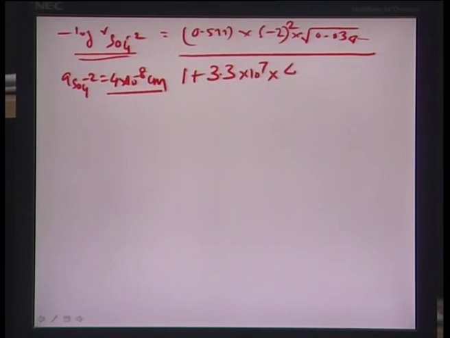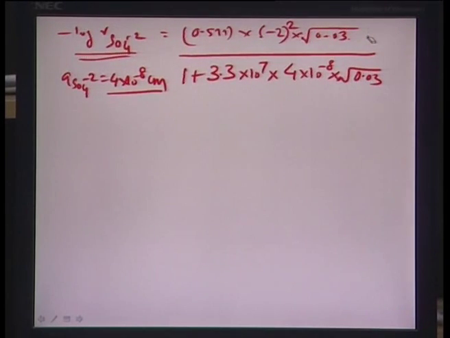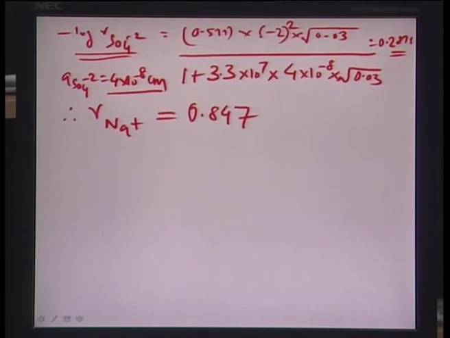So, this comes out to be 4 10 to the power minus 8 times root of 0.03, and that is calculated to be 0.2876. Okay. So, taking antilogs on both equations solved earlier, the activity coefficient of the sodium ion comes out to be 0.847 and that of the sulphate ion, SO4 minus 2 in this case, comes out to be 0.516.